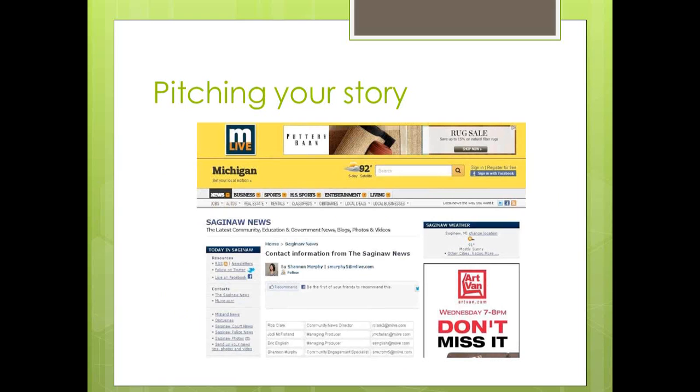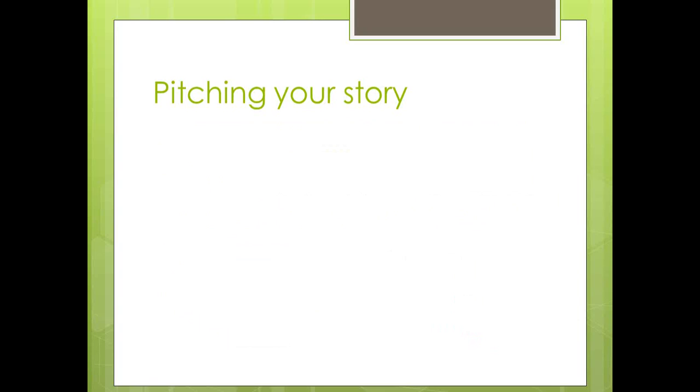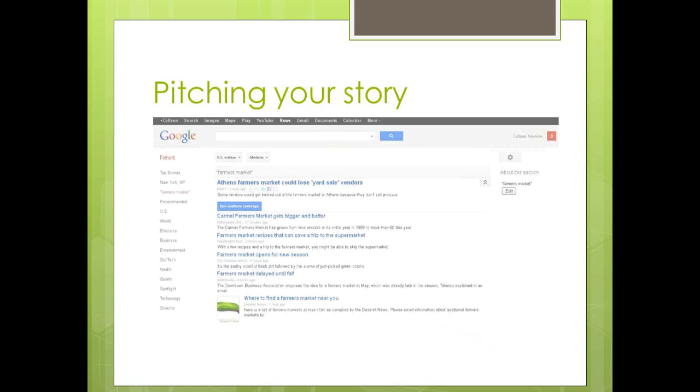So here are a couple of examples of where you might find a reporter. Media outlets often list the names of reporters, their beats, and their contact information on their websites. This is my hometown newspaper, and you can see that they do that on a contact us page. You can also set up a Google News alert to see who's writing about farmers markets generally, as I have here, or mentioning your market specifically.